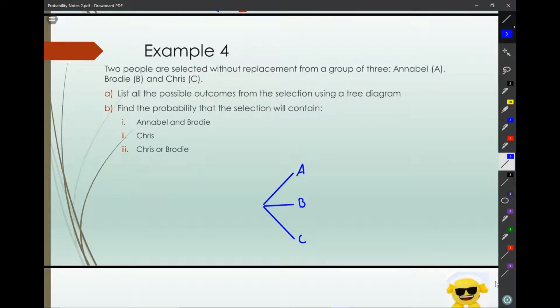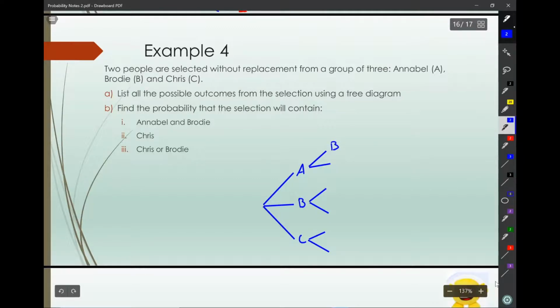Now, our second choice, however, will always only have 2 options because each person cannot be chosen twice. So after we've chosen Annabelle, then the only options we have are Brody and Chris. After we've chosen Brody, the only options we have are Annabelle and Chris. After we've chosen Chris, the only options we have left are Annabelle and Brody.